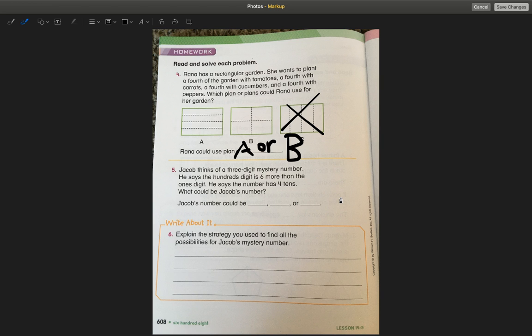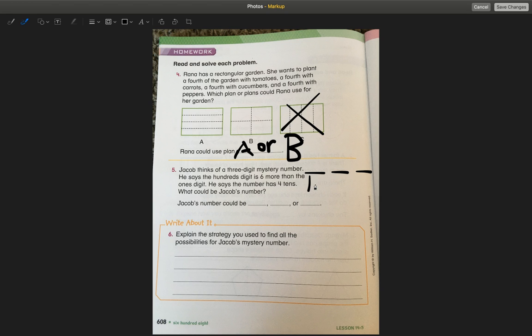Jacob thinks of a 3-digit mystery number. So he says that the hundreds digit is 6 more than the ones digit. He says the number has 4 tens. What could Jacob's number be? Well, it looks like Jacob's number could be, they're giving 3 options, so there must be more than one right answer. So a 3-digit number has 3 numbers in it, 3 digits.